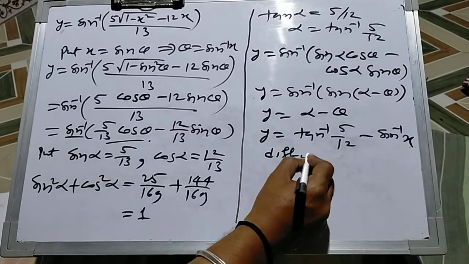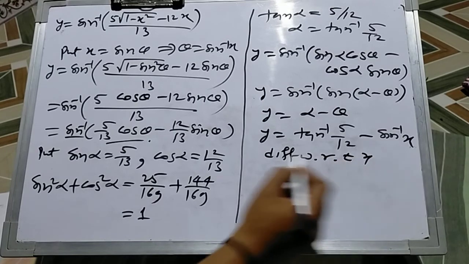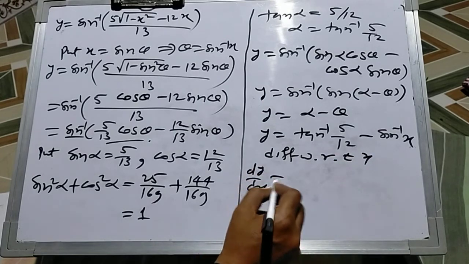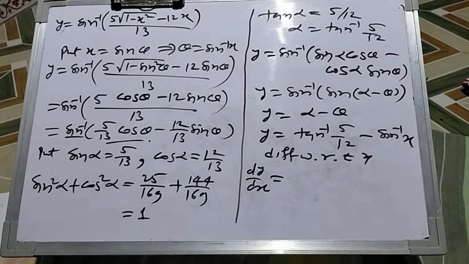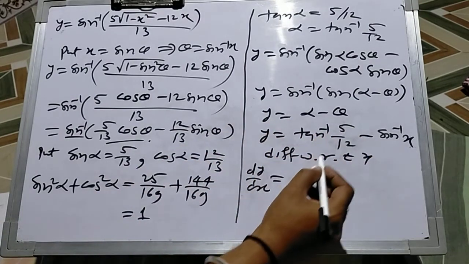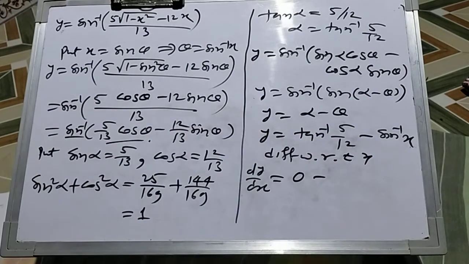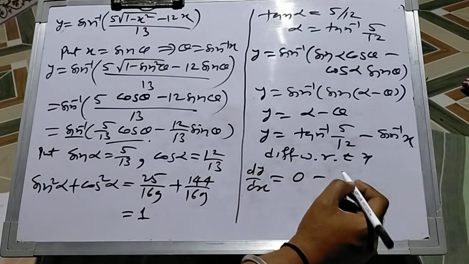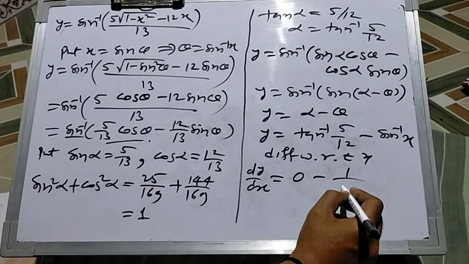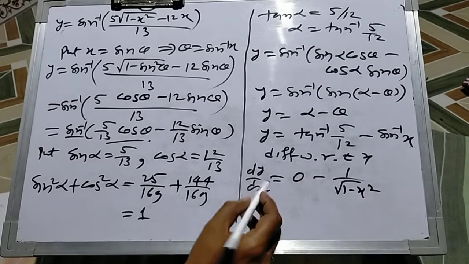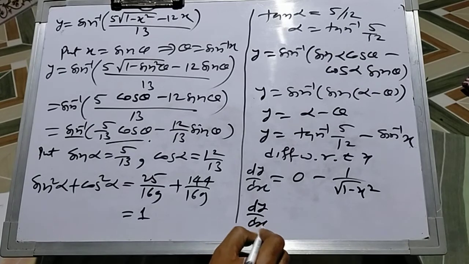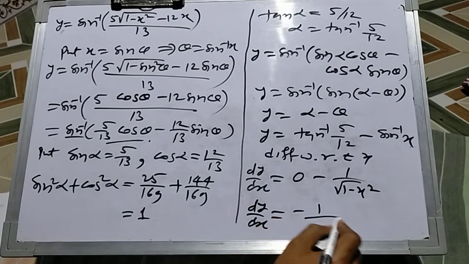Differentiate with respect to x. So the derivative dy by dx equals, tan inverse of 5 by 12 is a constant term and the derivative of a constant term is 0, so 0 minus the derivative of sine inverse of x, which is 1 divided by root 1 minus x square. So the required answer is minus 1 divided by root 1 minus x square.